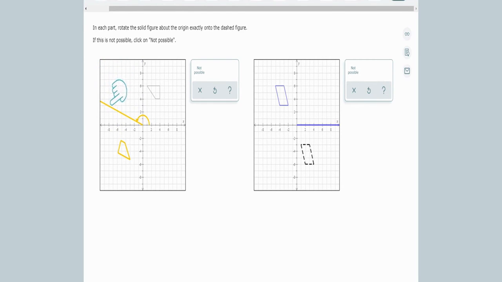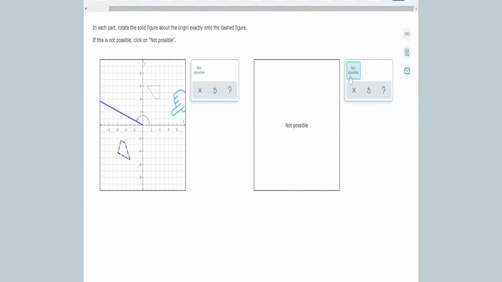Okay, that looks pretty good. So that works, didn't it? What about this one? Let's rotate this around. And as we get close, look, no matter how we come across there, it doesn't quite fit. Just a little bit off, so this one would be not possible.